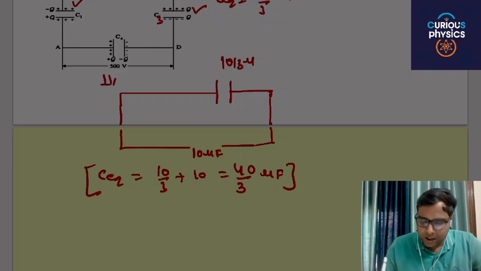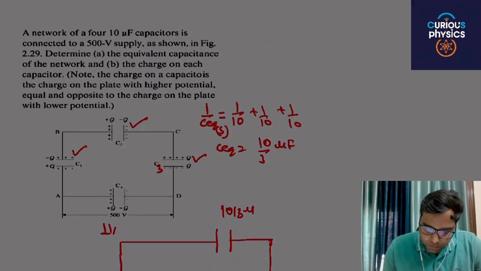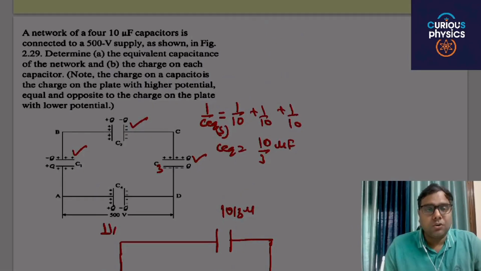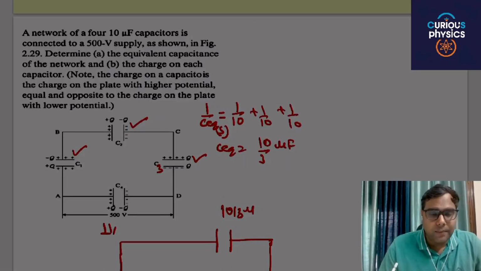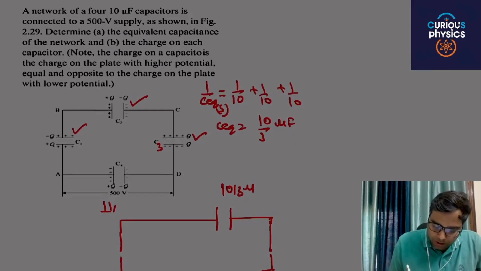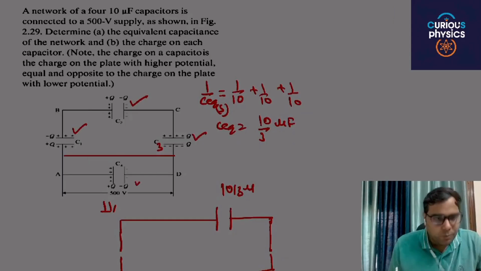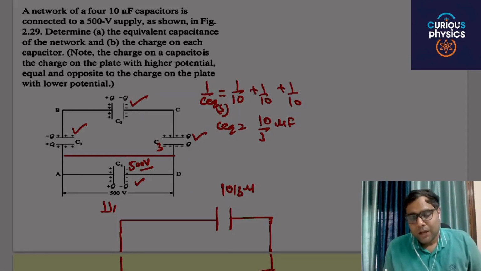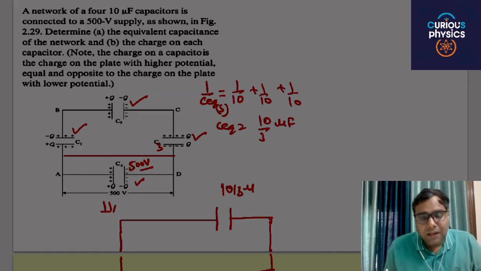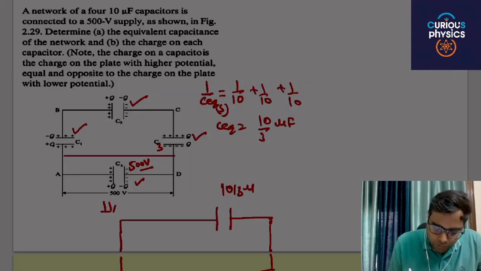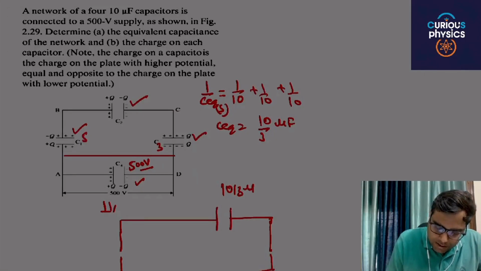So second point, the charge on each capacitor. Now you have to find the charge on each capacitor. Here, the above combination is parallel to C4. So here the potential will be 500 volt across C4, and the series combination also has a total of 500 volt.